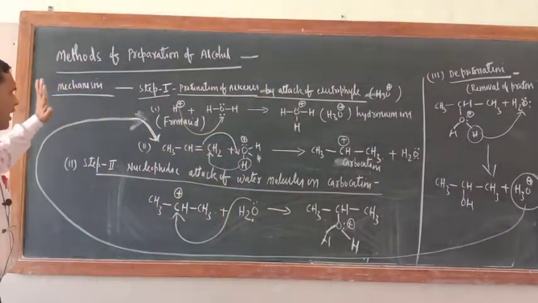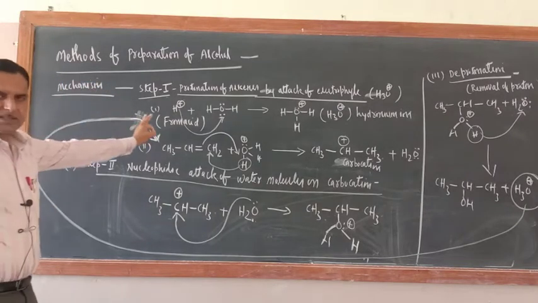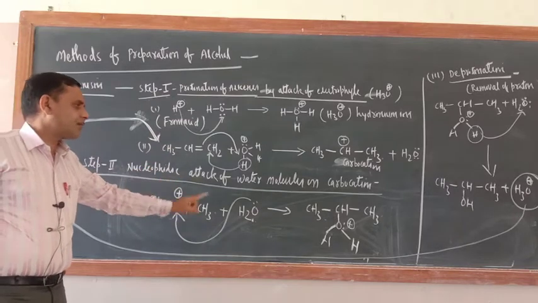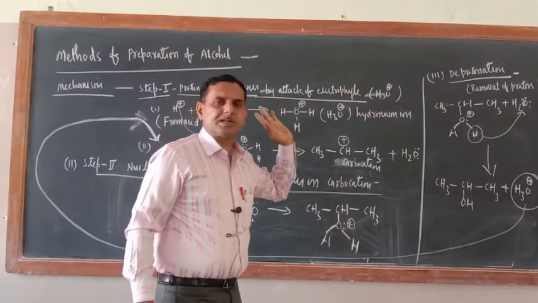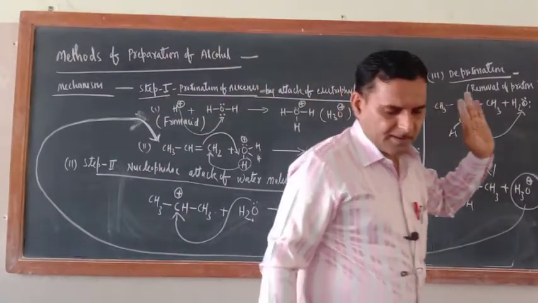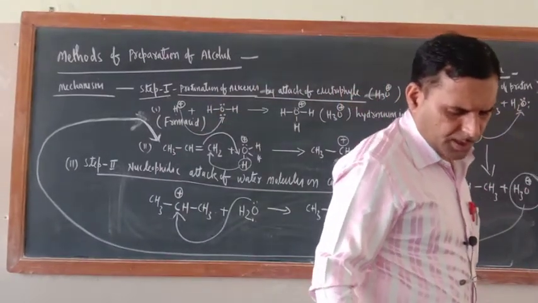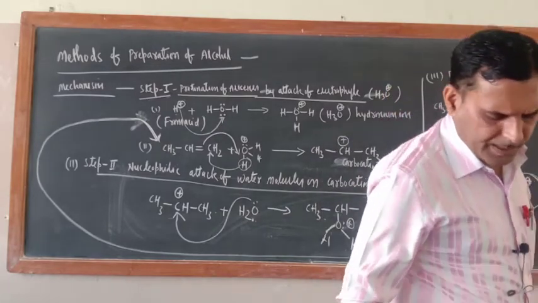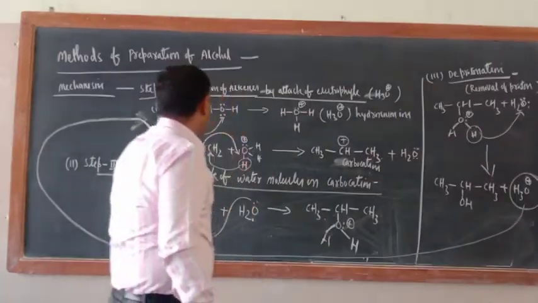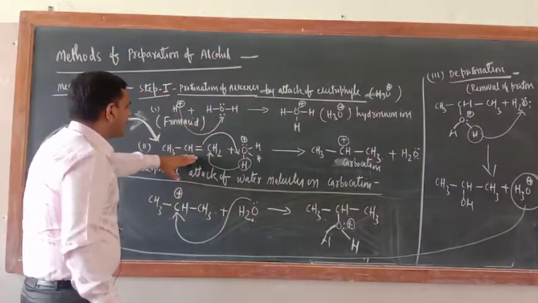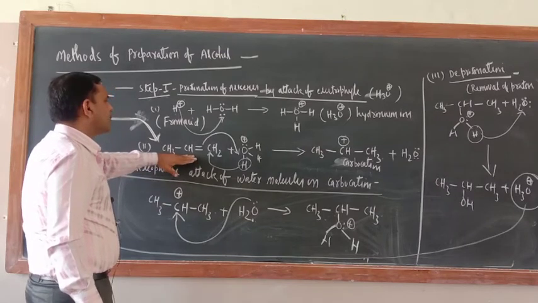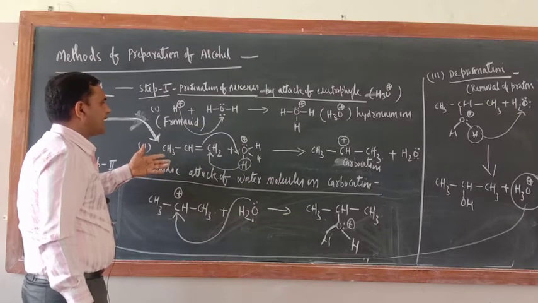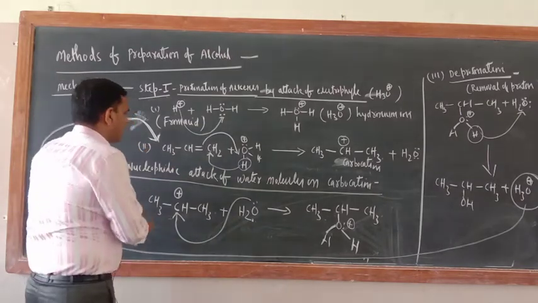Just see, all three steps are written here. The first step is protonation of alkene. The second step is nucleophilic attack of water molecules on carbocation. The third step is deprotonation, which means removal of one proton. In the NCERT book they explained with 2 carbon atoms only. I took a 3 carbon alkene here. You can take a 2 carbon alkene, so that can also be explained. Here only I will explain.